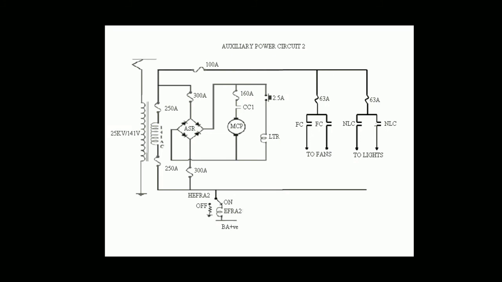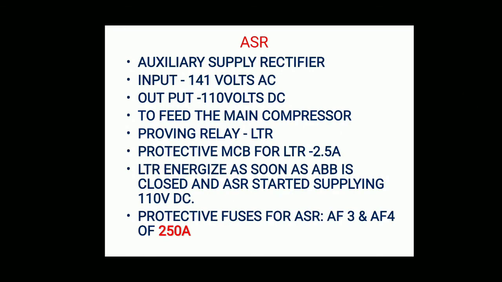through auxiliary supply rectifier, which converts AC to 110 volts DC and supplies to main compressor. Further, 141 volts AC is also given to fans and lights through fan contactors and light contactors. This circuit is protected by an earth fault relay EFRA2. Auxiliary supply rectifier is provided to supply 110 volts DC to main compressor. Input is 141 volts AC, output is 110 volts DC to feed main compressor.